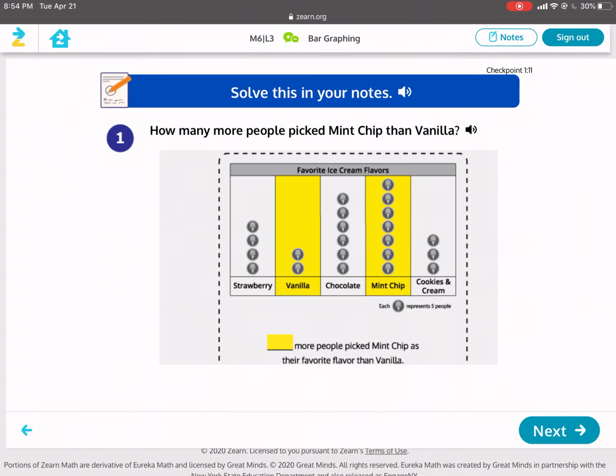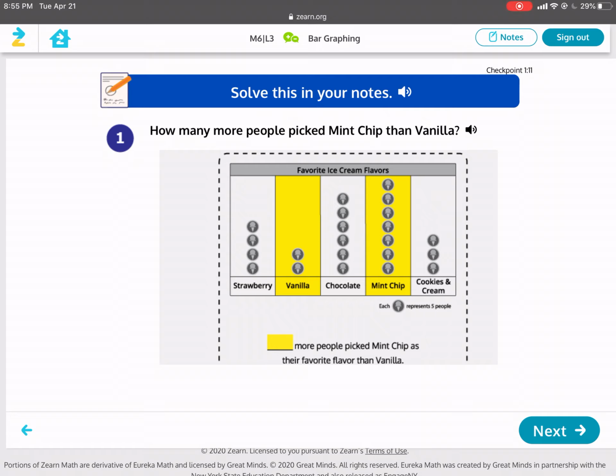How many more people picked mint chip than vanilla? There are 2 ways we can solve this problem. We can draw an imaginary line from the top of vanilla to the top of mint chip and then just count on from there, or we can subtract. I'm going to show you how to do both ways here.